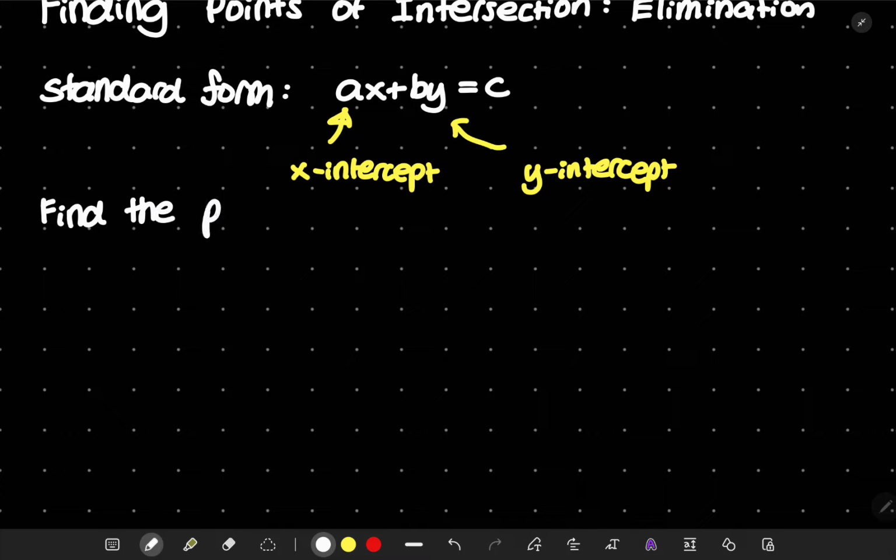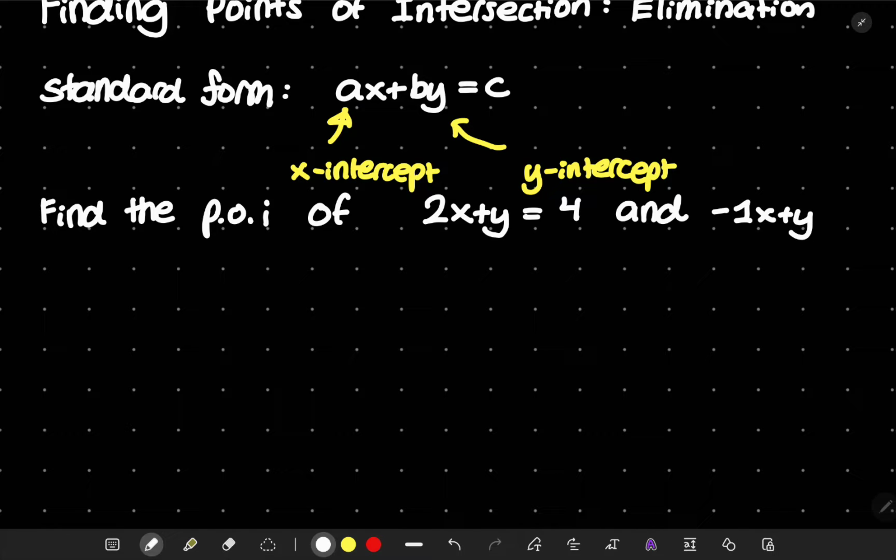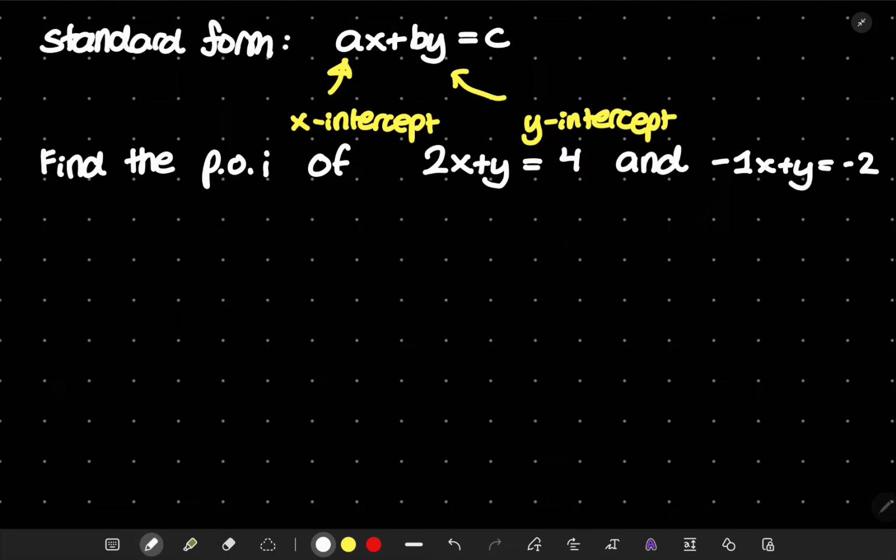Again, I'm going to shorten it as POI, but I'm going to find the point of intersection of the following. I'm going to do 2x plus y equals 4, and in this case, I'm going to do negative 1x plus y, and I'm going to say this has to equal negative 2. In this situation, we have to, again, probably do a visual, just because sometimes it helps us know where we're going.